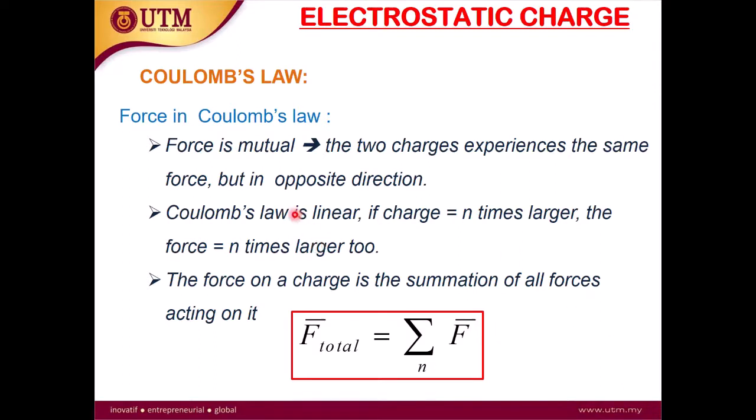Force is mutual. The two charges experience the same force but in opposite directions. Like I mentioned earlier, Coulomb's law is linear. If the charge is n times larger, the force is n times larger too. Alright, the property is linear. And then the force on a charge is the summation of all forces acting on it.